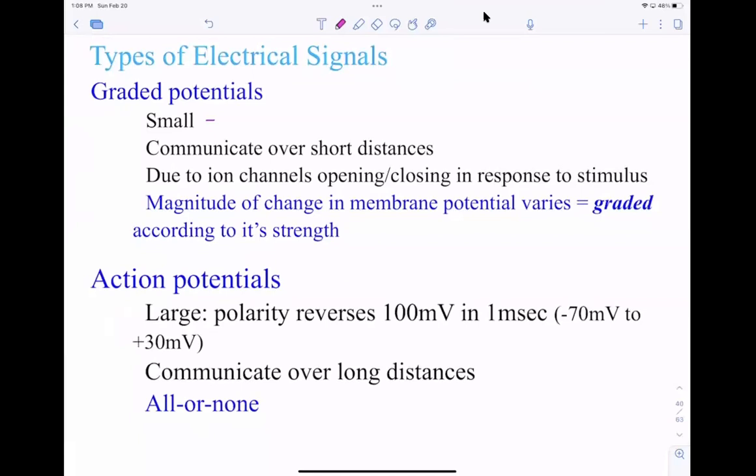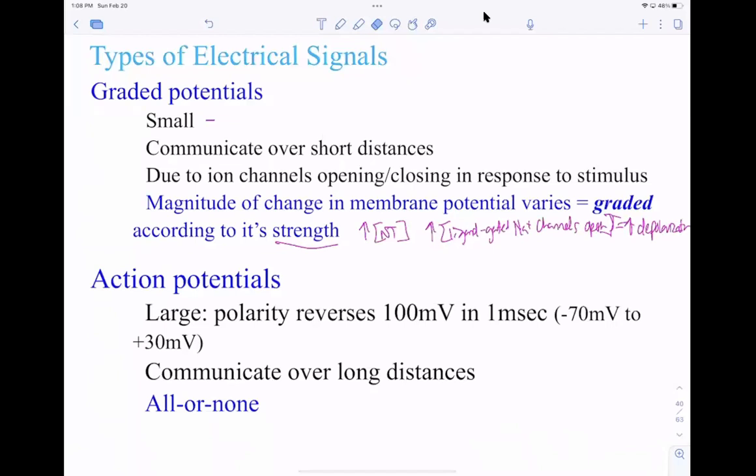Like I explained before, a graded potential is really due to its strength. That is to say, if there's a high concentration of neurotransmitter released, then you're going to have a high concentration of ligand-gated sodium channels open. And that's going to be a higher depolarization.